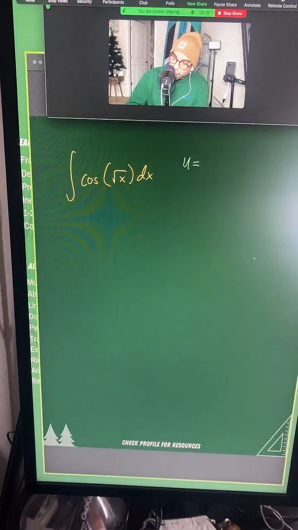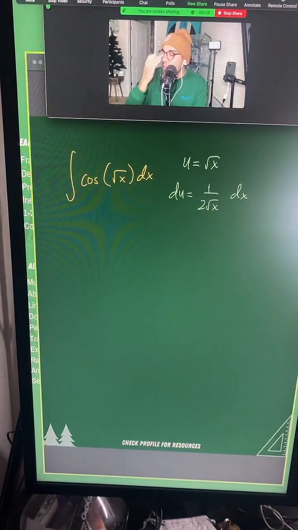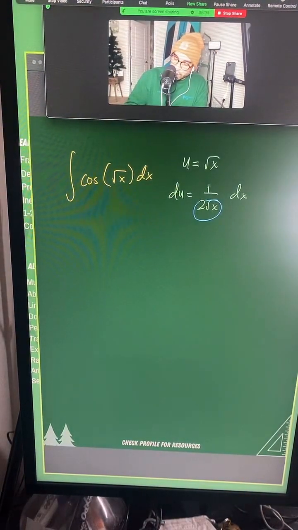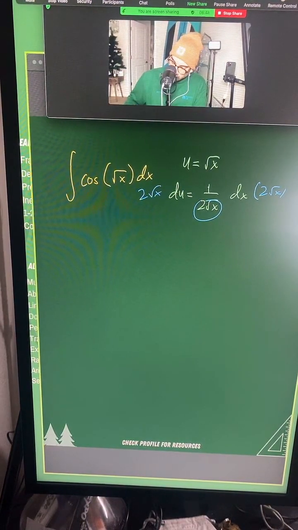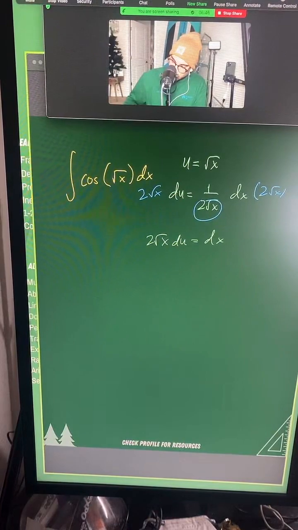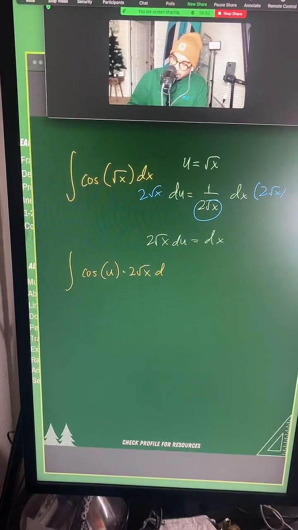So let's make our u equal to root x, and our du is going to equal 1 over 2 root x dx. Now a lot of people can already see how to simplify this, but I typically like to multiply the 2 root x to the other side so that we can have dx by itself. So now we have 2 root x du is equal to dx. Then I'm going to put all those values in the new integral. So I have the integral of cosine of u times 2 root x du.